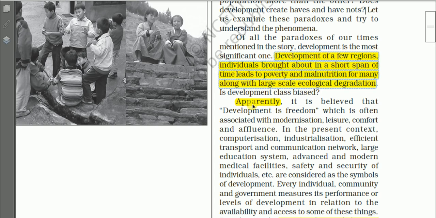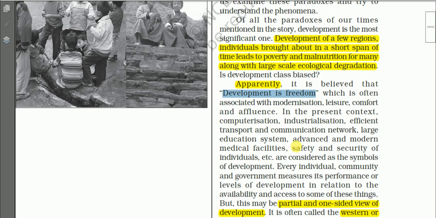So apparently, it is believed that development is freedom, which is often associated with modernization, leisure, comfort, and affluence. Okay, so it was thought that development is freedom, and that it is often associated with modernization. Then development is associated with leisure, comfort, and affluence.